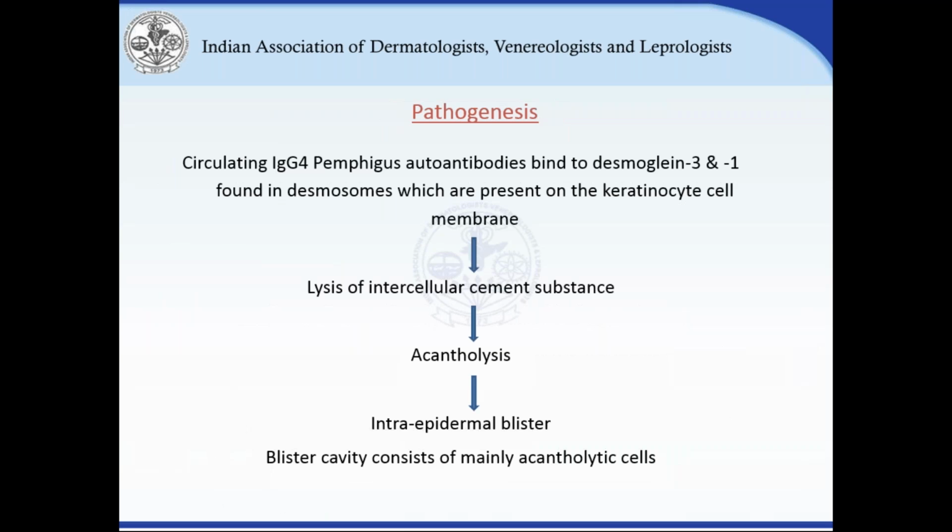So circulating IgG4 pemphigus autoantibodies will be binding to desmoglein 3 and 1, found in desmosomes which are present on the keratinocyte cell membranes. Now neutrophils will come because of the binding of antibodies. They will release elastases and proteases and everything. Then there will be destruction of the desmosomes. Once the desmosomes are destroyed, these cells, mainly the stratum spinosum, stratum granulosum, the Malpighian layers.